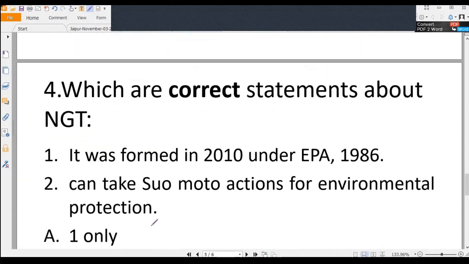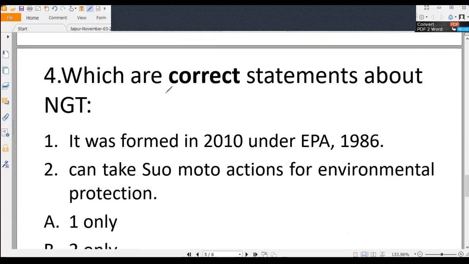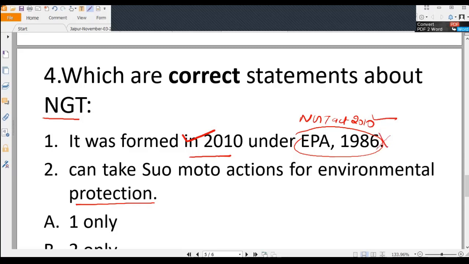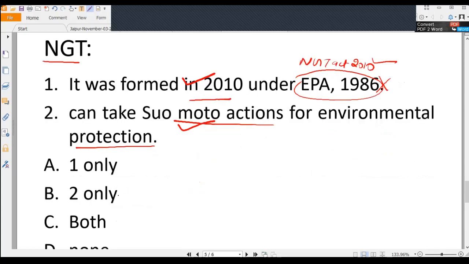Moving forward, question number 4. Which are the correct statements about the NGT, National Green Tribunal? It was formed in 2010 under the Environmental Protection Act 1986. Second, it can take suo motu actions for environmental protection. Now, as we have discussed, it was formed in 2010, but under the NGT Act 2010 and not the EP Act 1986. Second, it can take suo motu actions. Yes, it can take suo motu actions for environmental protection. So our answer is B only.